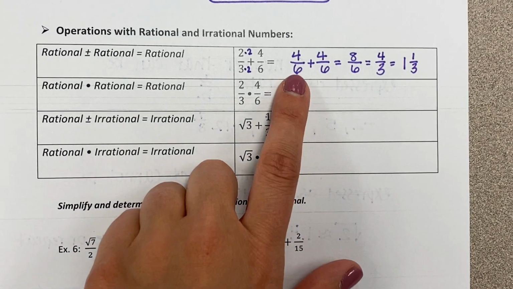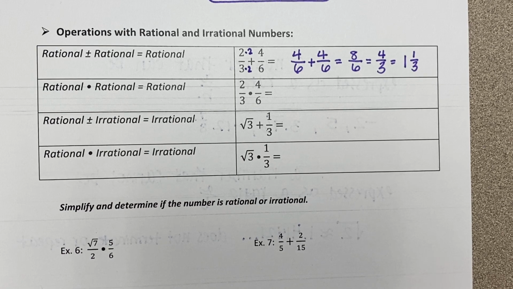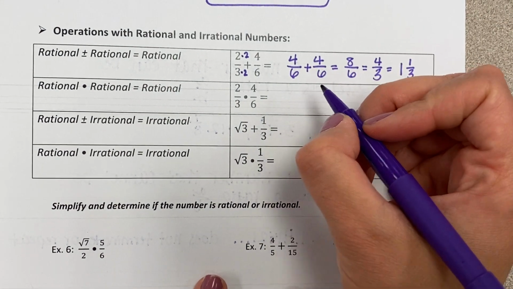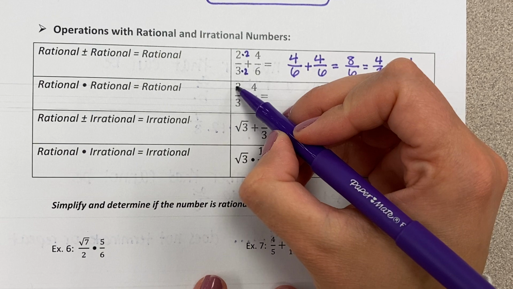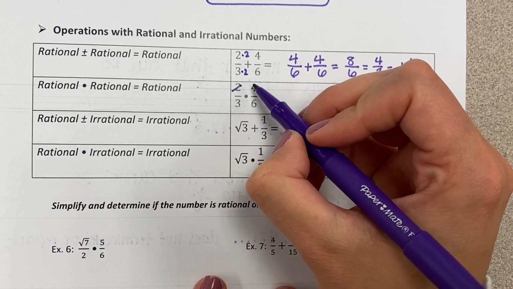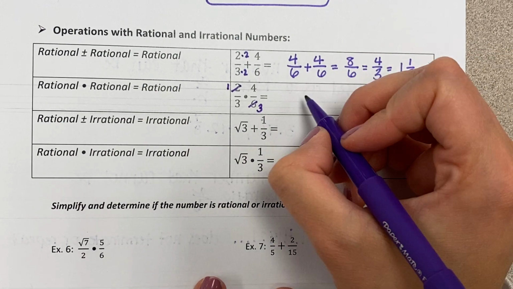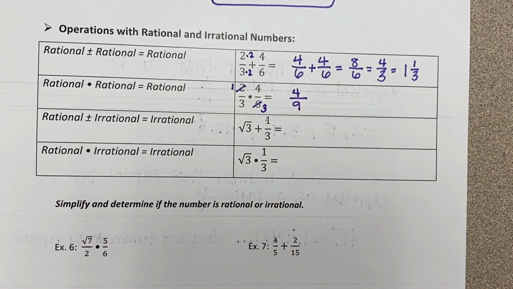As you can see, rational plus rational equals rational. Same for subtraction. Moving on to rational times rational will always equal rational. So if I multiply here, I'm actually going to do some cross canceling here. 2 divided by 2 is 1, 6 divided by 2 is 3, so I get 4/9. That is rational.